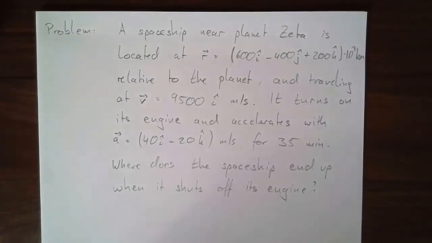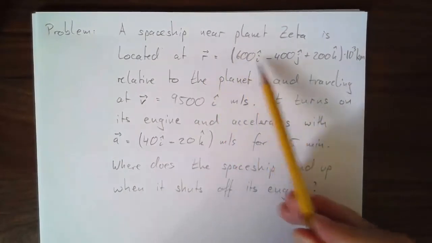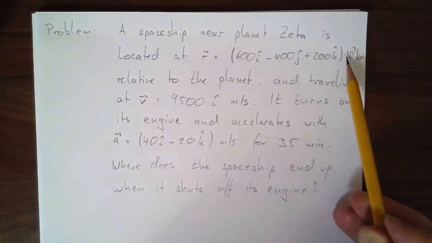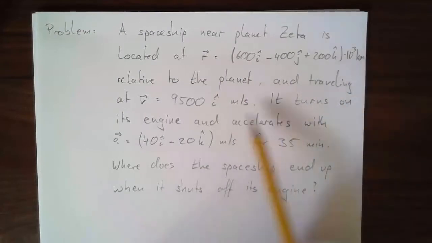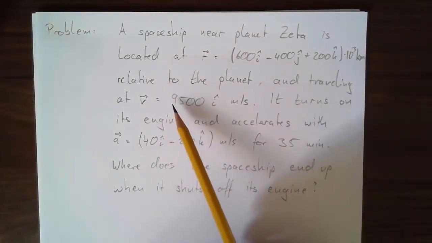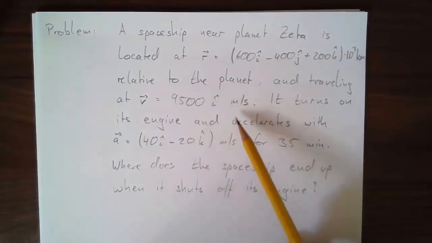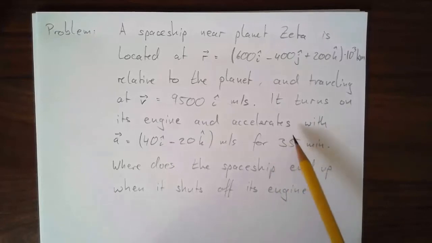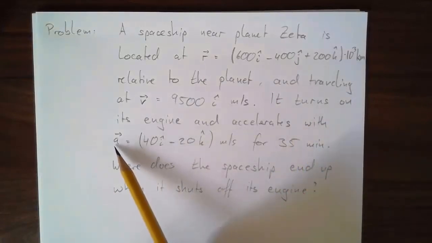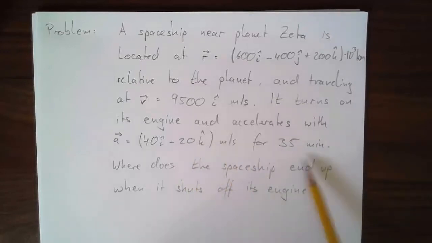A spaceship near planet Zeta is located at position R = (600i − 400j + 200k) × 10^3 kilometers relative to the planet, and traveling at V = 9500i meters per second. It turns on its engine and accelerates with acceleration A = 40i − 20k meters per second squared for 35 minutes. Where does the spaceship end up when it shuts off its engine?